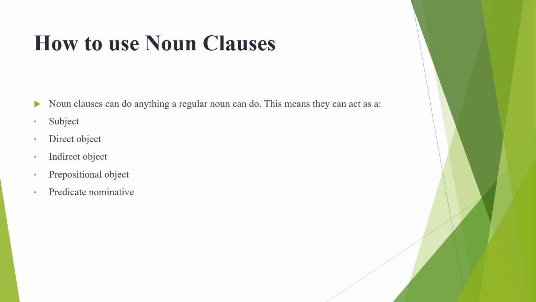How to use a noun clause? Noun clauses can do anything a regular noun can do. This means that they can act as a subject, they can act as a direct object, an indirect object, or they can act as a prepositional object or a predicate nominative as well.